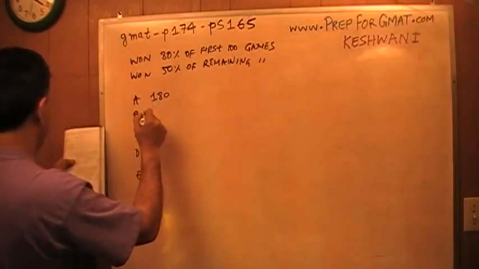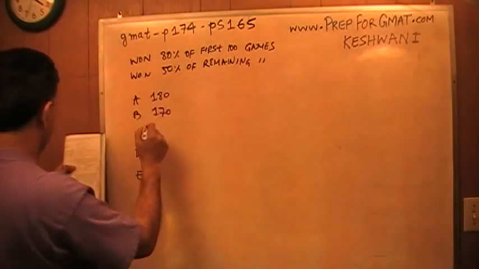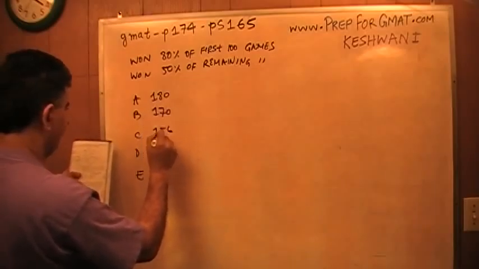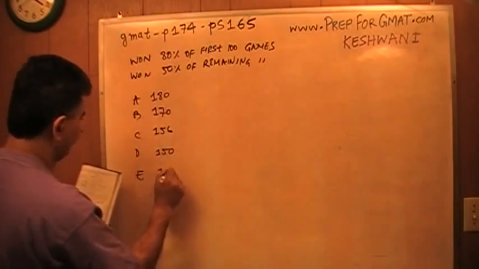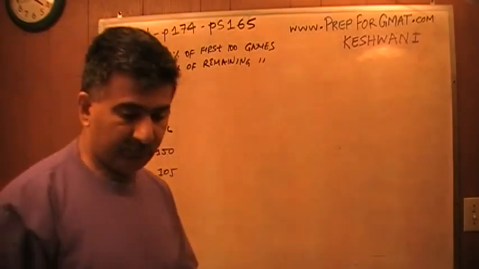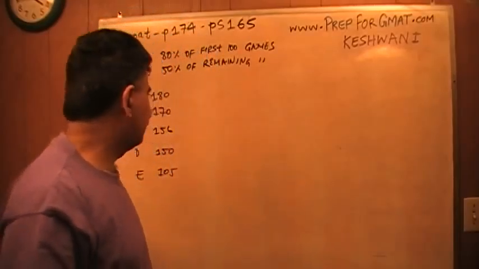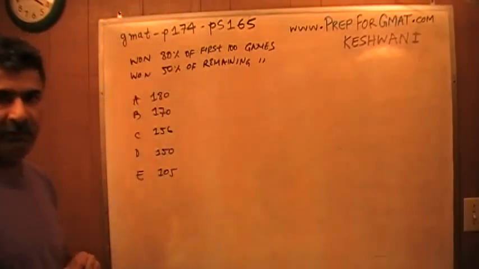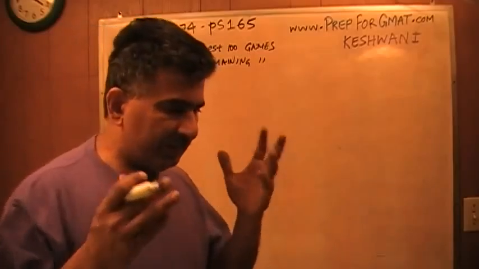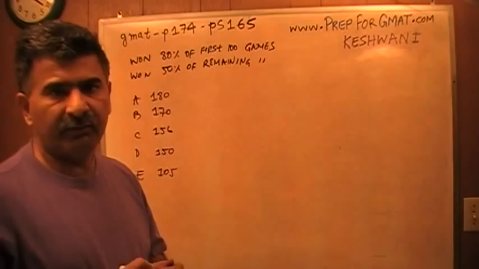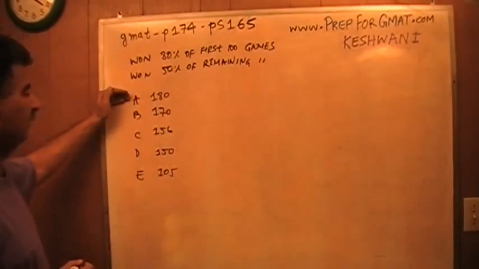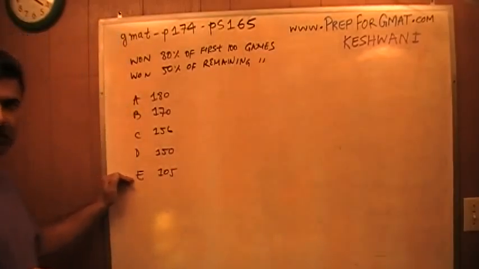180, 170, 156, 150, and 105. I said to myself, why should I waste my time trying to solve this whole thing? Why don't I take one of these numbers, put it back in the problem, and see if it works? If it works, I'm done. Great, I get lucky. If it doesn't work, I'll try something else. Question is, where should I start from? Should I plug in the number in A, or should I plug in a number in E?